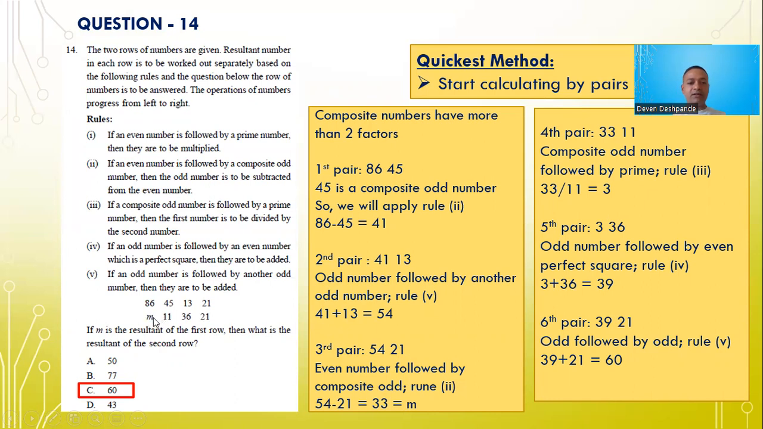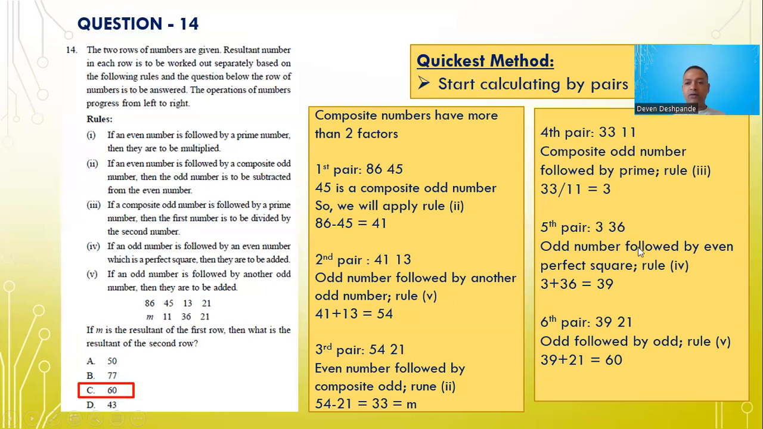So the fourth pair is 33 and 11. Again, what is the rule here? Composite odd number followed by prime, isn't it? The composite odd number is 33, because the factors are 1, 3, 11. It is followed by a prime; 11 is a prime number. So rule 3: if a composite odd number is followed by a prime number, then the first number is to be divided by the second number. 33 upon 11 is 3. So the result of this will be 3.